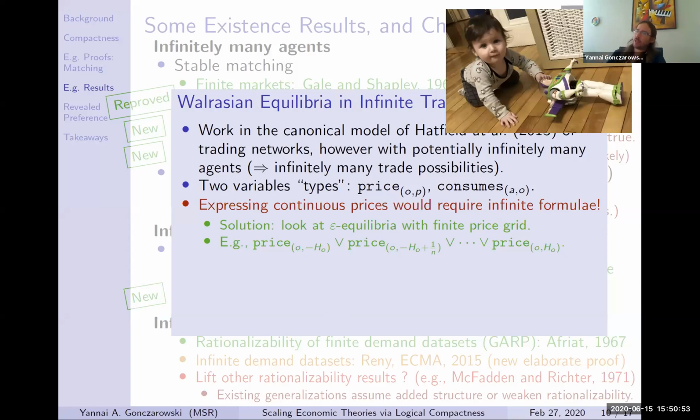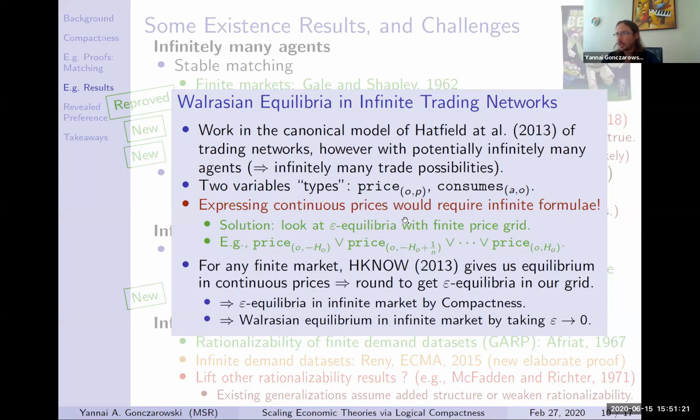Then you can write out equations that say we have an epsilon equilibrium in the infinite market. Then take a look at a subset. It only refers to a finite subset. You know that the epsilon equilibrium there exists, you lift it using compactness to the infinite market, you get epsilon equilibria for arbitrary epsilon in the infinite market. That's it. Using standard limit arguments, you get normal equilibria in the infinite market.